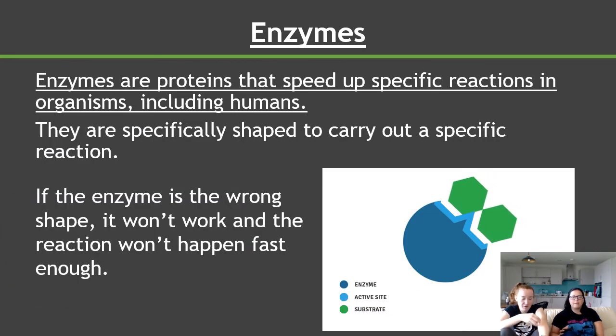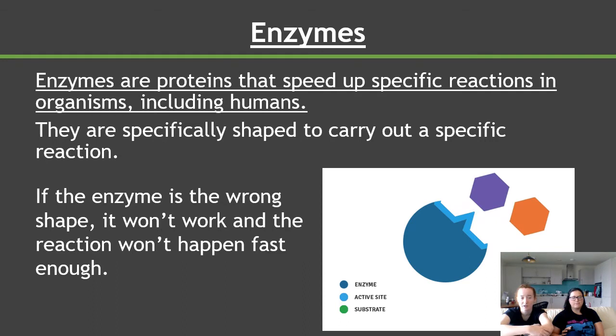Okay, so the final one, this is a really, really big one, a really important one, and the one we're going to talk about in the next key area, and that is enzymes. So enzymes are a type of protein that speeds up different chemical reactions in organisms, including humans. Without these, we will not survive. Without enzymes, the things that happen in our body to keep us alive will not happen quick enough. So enzymes, so crucial to survival.